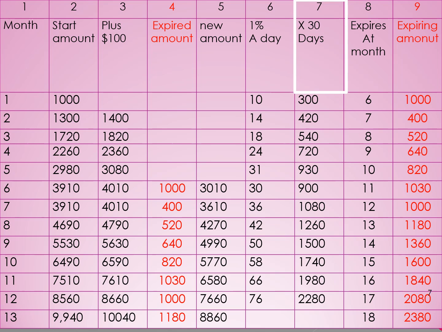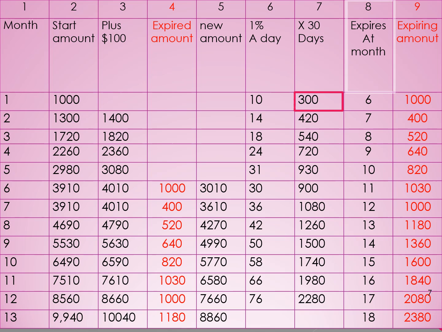Now in row 7, column 1, you see the number 300 because row 7 represents 30 days. You're going to earn that 1% a day for 30 days. 30 days each month. We're just going to go 30 days each month to keep it simple. So that's going to total a $300 gain or profit share over the course of 1 month.